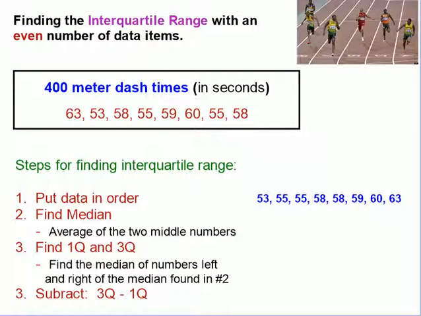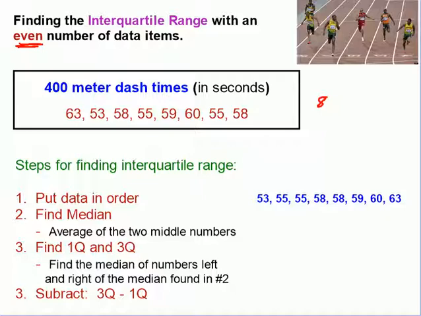For our last example, let's find the interquartile range with an even number of data items. We've got 1, 2, 3, 4, 5, 6, 7, 8. 8 data items. That means we have an even number. So we've got to first follow our rules here. Put the data in order. So I've gone ahead and put that data in order for us.